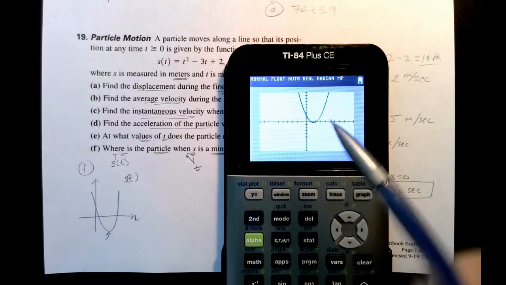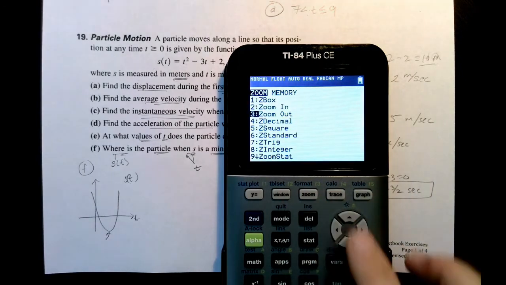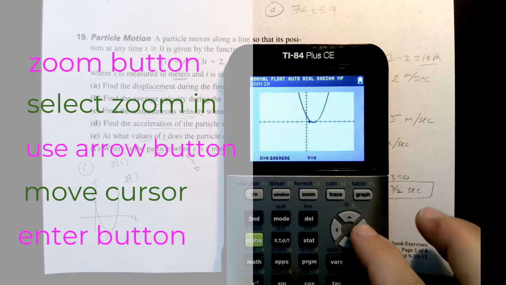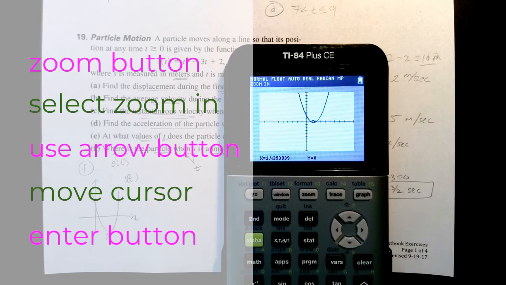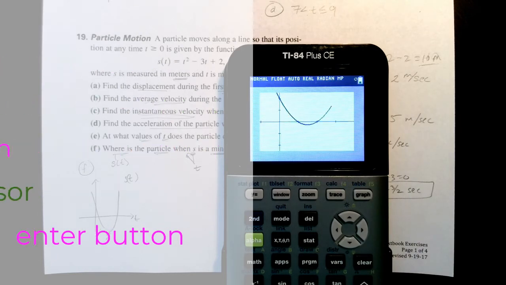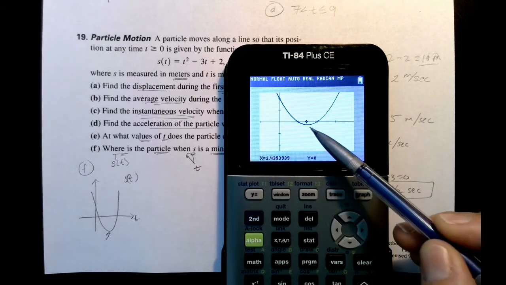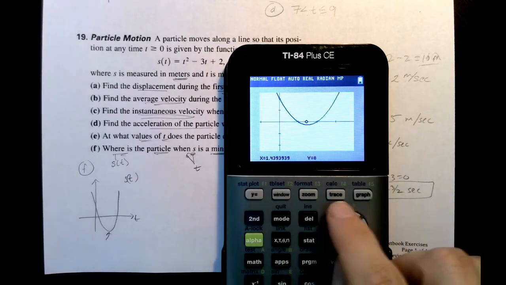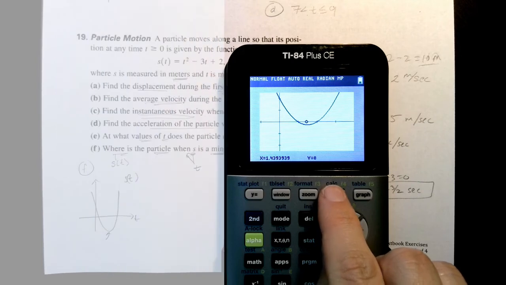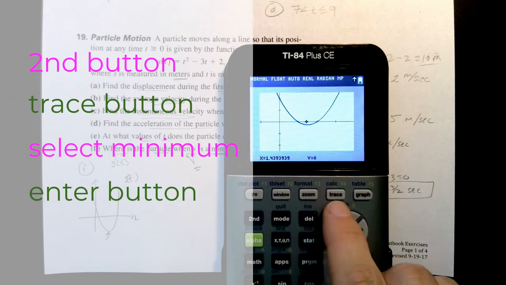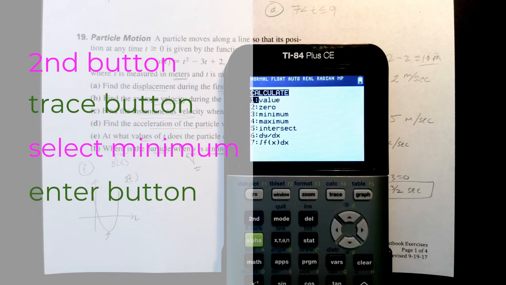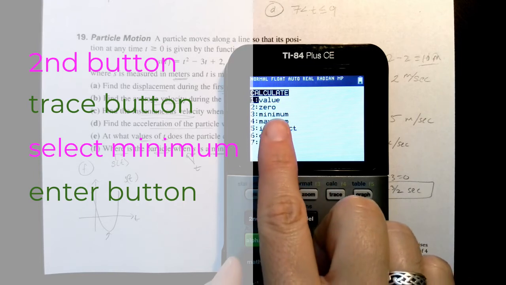Now, it's a little hard to see that, so I'm going to go ahead and zoom in. So what I want is that minimum value. Do not use trace. Use the function above it, calc. So I'm going to go second, and I'm going to press the trace button to activate the calc function. And I want minimum, number 3.